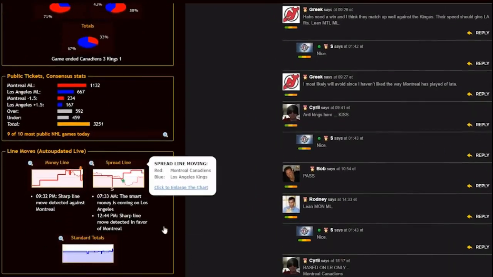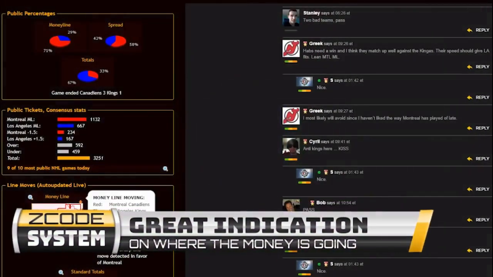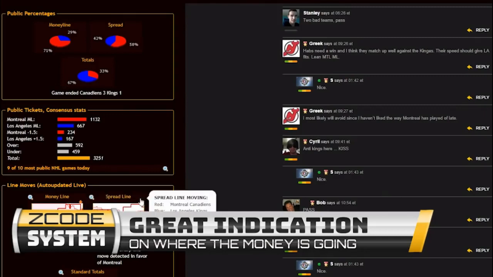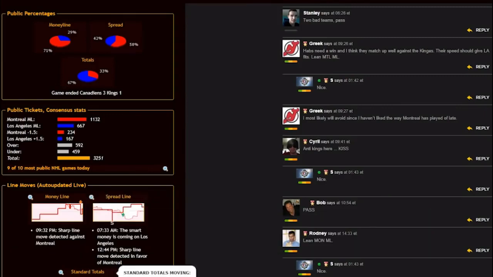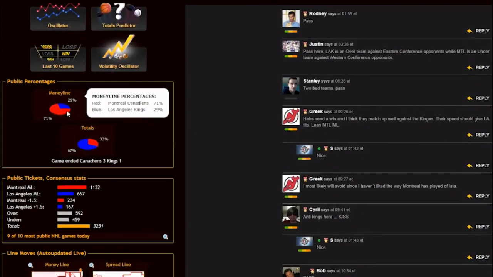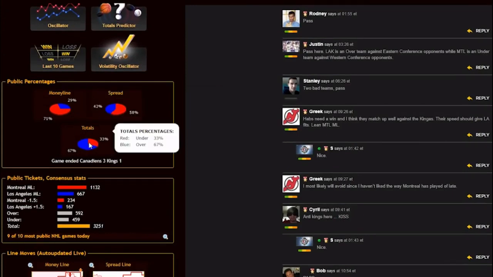So as you can see, guys, this tool gives you very good indications of where the game is going to go, and it's really easy to use. All you do is check the money line, the spread, and the standard totals, and also the public percentages here just before the game starts.